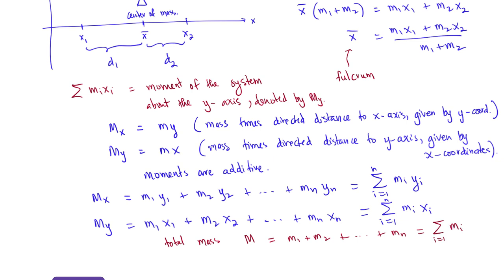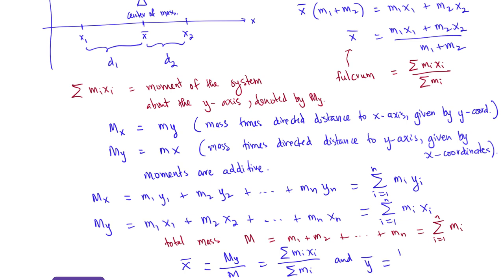We know from the system we set up earlier that x bar, the fulcrum, is the total moments divided by the total mass. The total moments is the sum of mi xi, and the total mass is the sum of mi. In the two-dimensional or two-coordinate system, x bar is therefore the moment about the y-axis divided by the total mass, which is the sum of mi xi divided by the sum of mi, and y bar is the moment about the x-axis divided by the total mass, which is the sum of mi yi divided by the sum of mi.